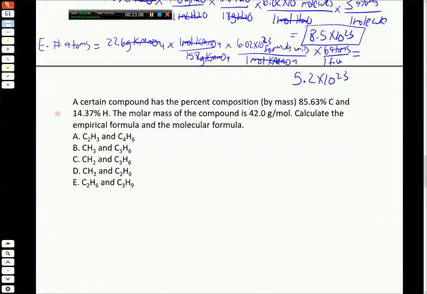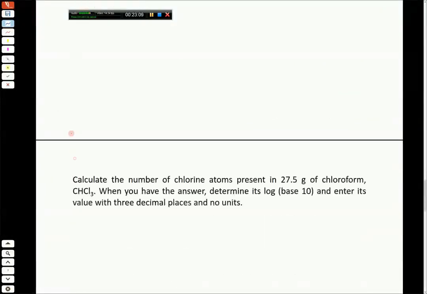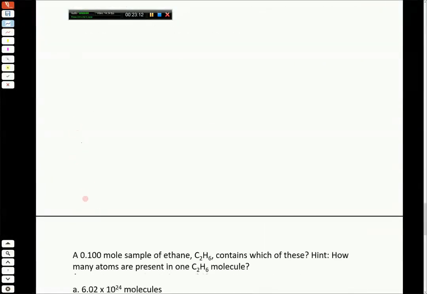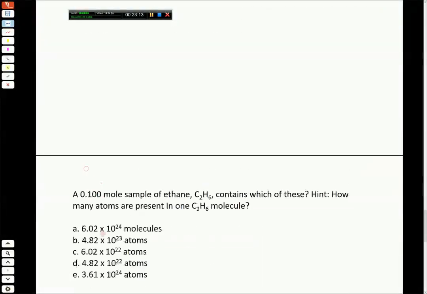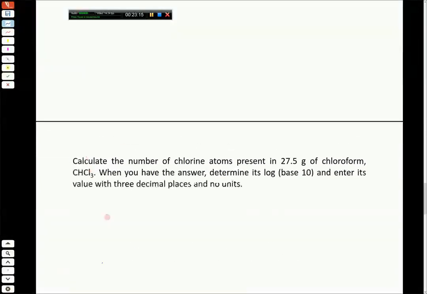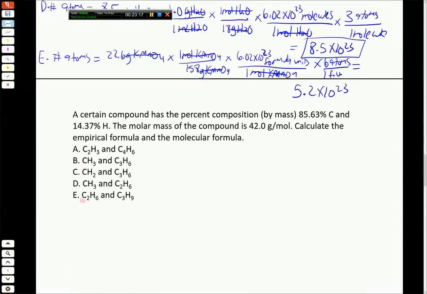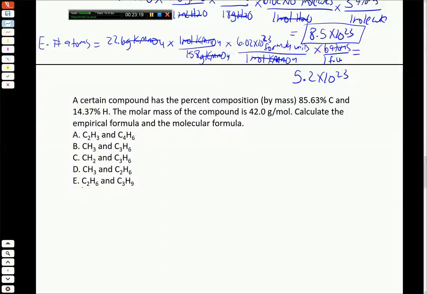Alright, on to the next one, a pretty standard empirical formula question. There's a few more left. Okay. So a certain compound has 85.63% carbon and 14.37% hydrogen. The molar mass is 42. Calculate the empirical formula and the molecular formula.